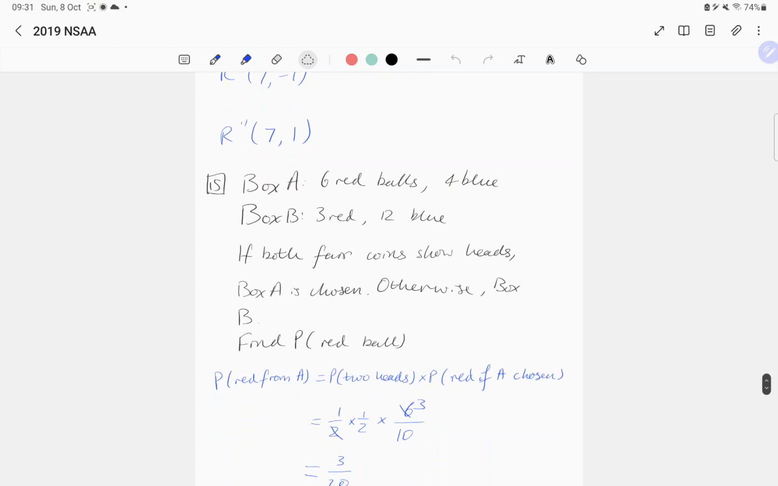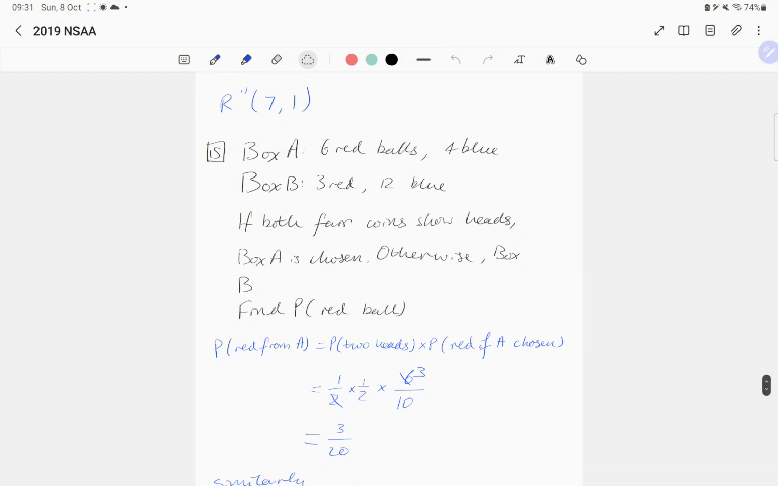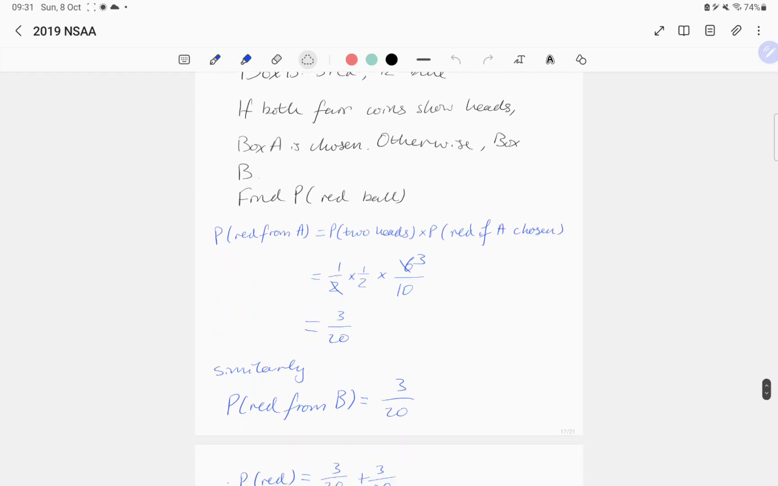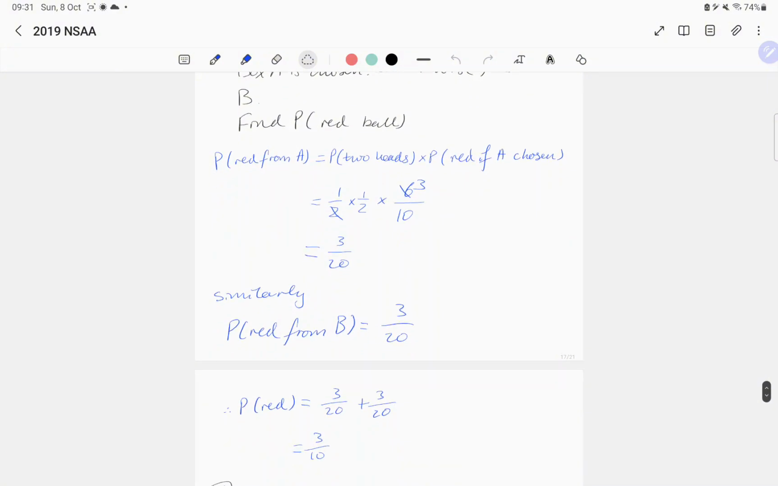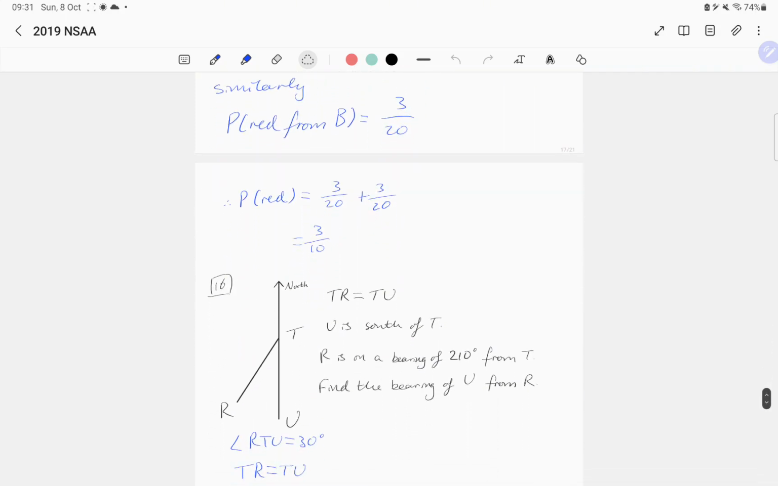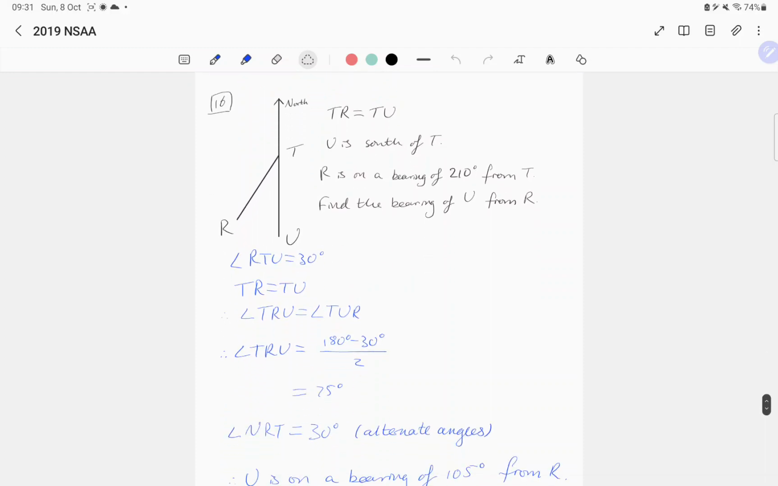We'll first find the probability of choosing a red ball from A. This is equivalent to the probability of getting 2 heads multiplied by the probability of getting a red ball if A is chosen. This is equivalent to a quarter times 6 over 10, which is equal to 3 over 20. Similarly, the probability of choosing a red ball from B is 3 over 20 as well. Therefore, the total probability of choosing a red ball is 3 over 20 plus 3 over 20, which is 3 over 10.